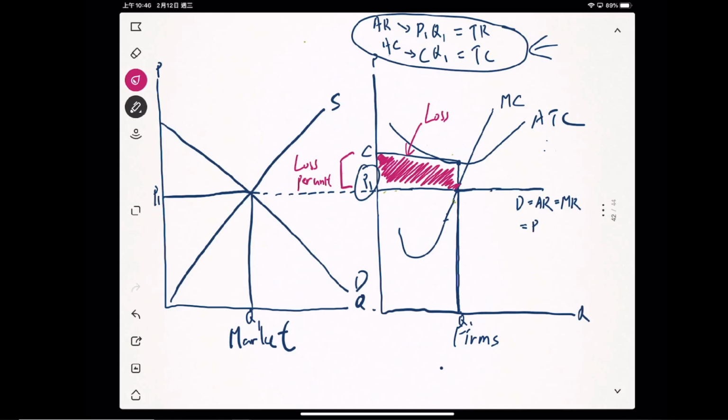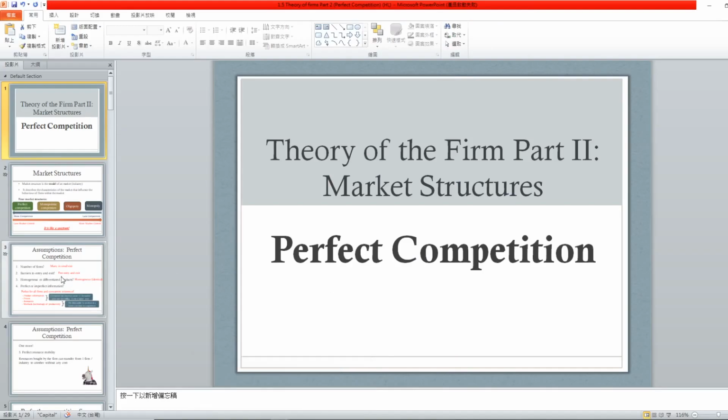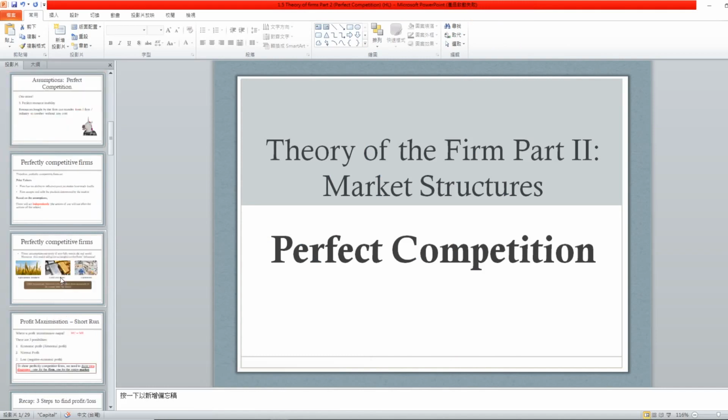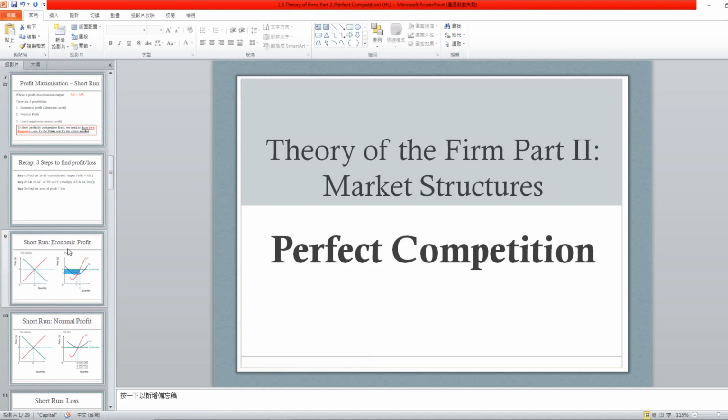So now you have all three possibilities, and you're able to draw them for perfect competition. That is good. If you have any questions, you are more than welcome to ask me, during class or after class, using email, WhatsApp, whatever communication method you have with me.